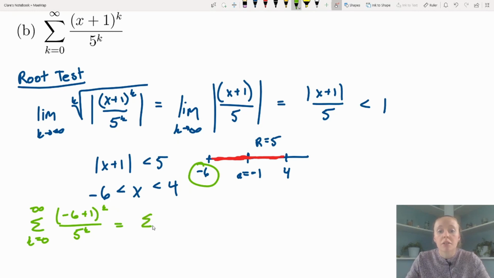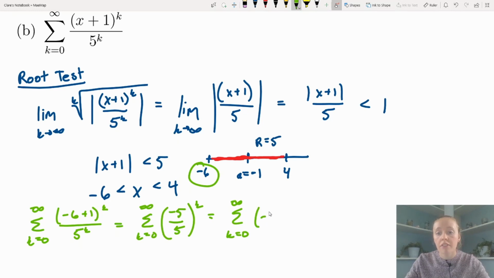Simplifying this down, that's going to be the summation from k equals 0 to infinity of (negative 5) to the k over 5 to the k. But since both of those are raised to the k, I'm going to write this as negative 5 over 5, all raised to the k. And we know that negative 5 over 5 is a negative 1. So I have the summation from k equals 0 to infinity of (negative 1) to the k. So this is the series I'm now testing.